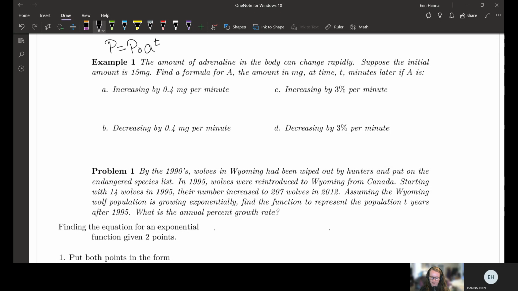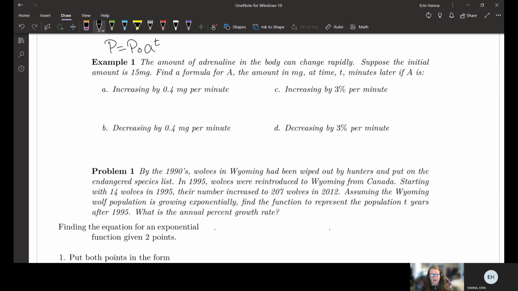The amount of adrenaline in the body can change rapidly. Suppose the initial amount is 15 milligrams. Find a formula for A, the amount in milligrams, at time t minutes later, if A is, and we have these four different situations going on. Now, there's some differences in the wording between A and B and C and D.